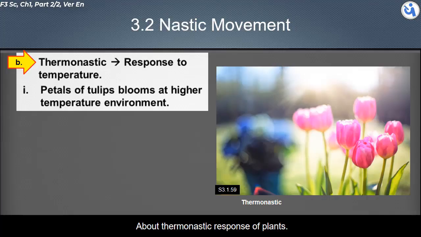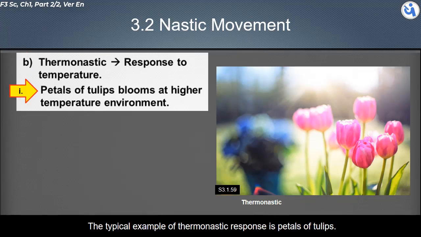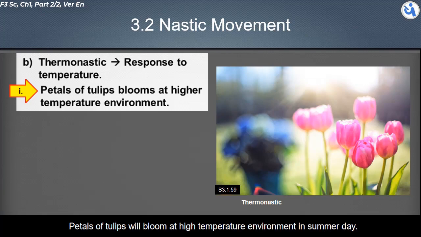About the thermonastic response of plants. This is the response of plants to the temperature of the environment. The typical example of thermonastic response is the petals of tulips. Petals of tulips will bloom in a high temperature environment on a summer day.